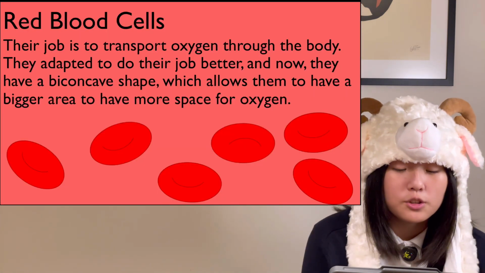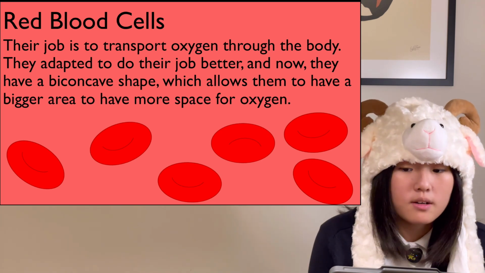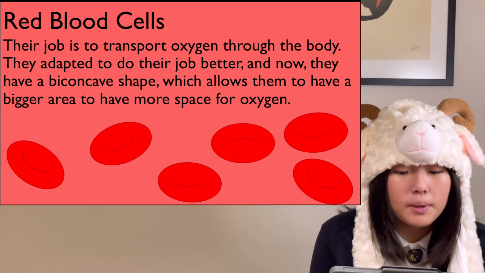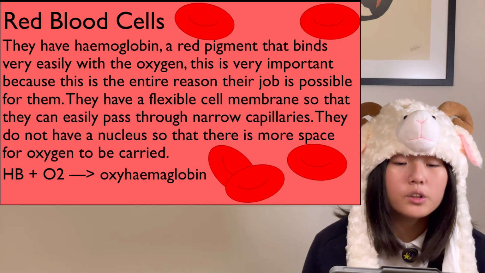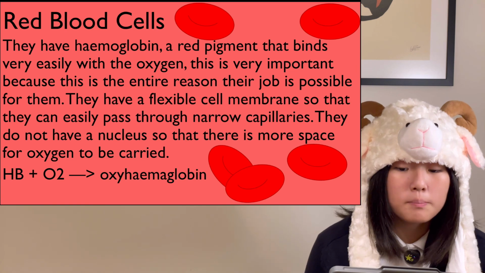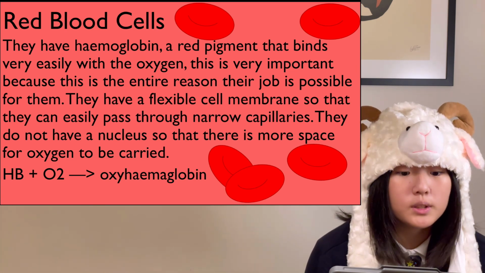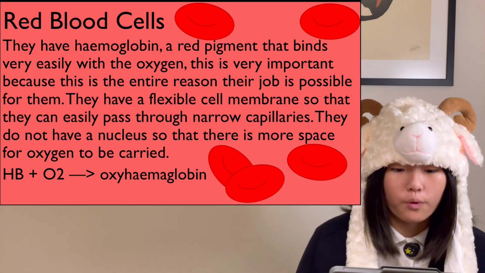Red blood cells transport oxygen throughout the body. They're adapted to do their job better. They have a biconcave shape, which allows them to have a bigger area to have more space for oxygen. They also have hemoglobin, a red pigment that binds very easily with the oxygen. And this is very important because this is the entire reason their job is possible.